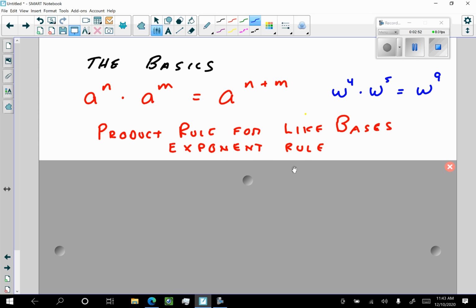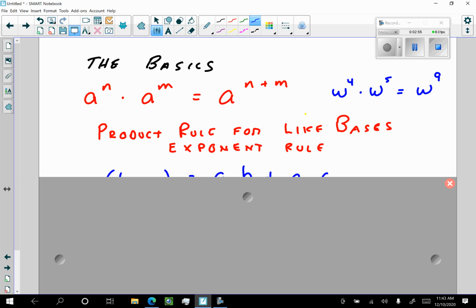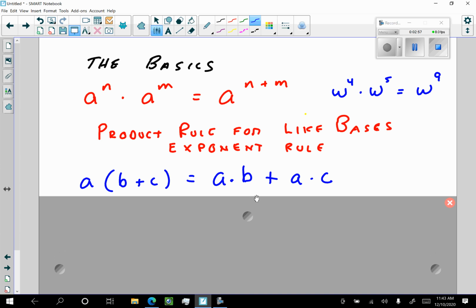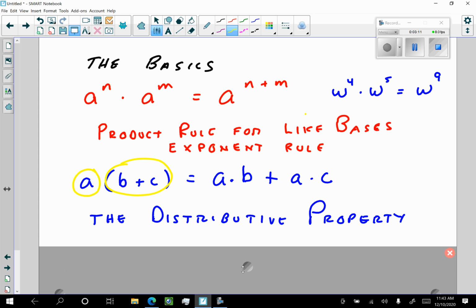The other thing that we're going to use, that you've used a lot in algebra, is this. Here I have a factor a times a factor b plus c. That's equal to a times b plus a times c. We all know that to be the distributive property, because it multiplies a number to a sum of numbers.